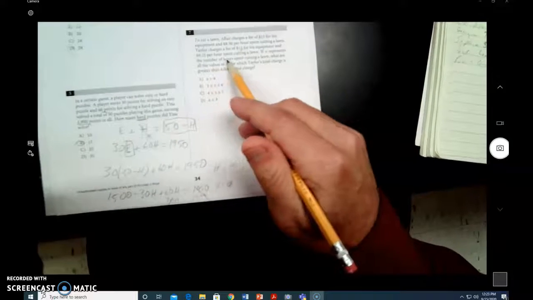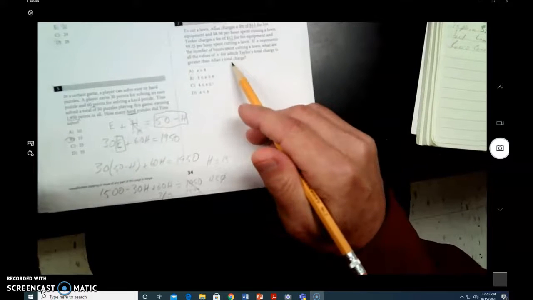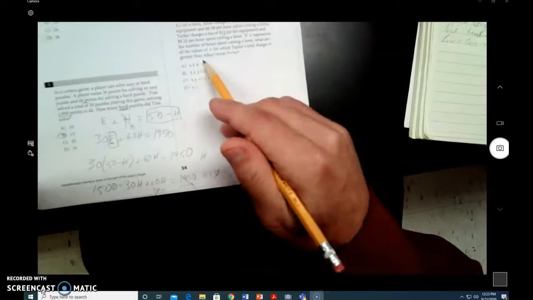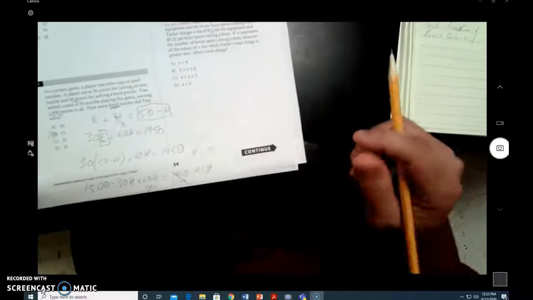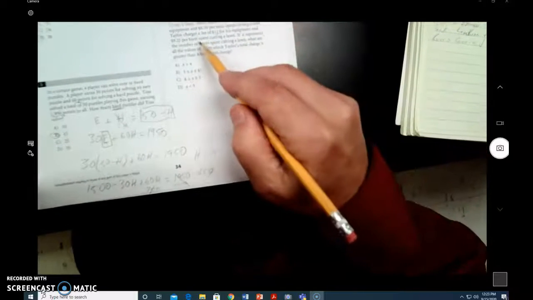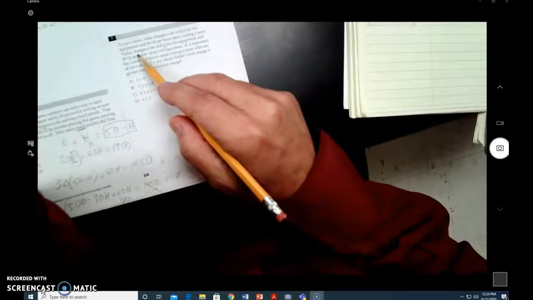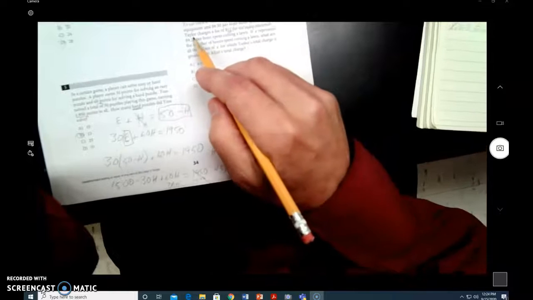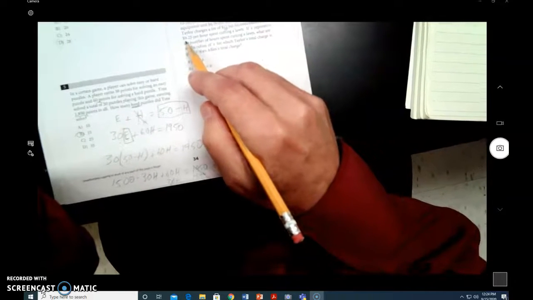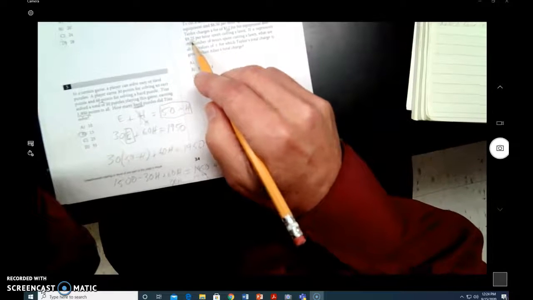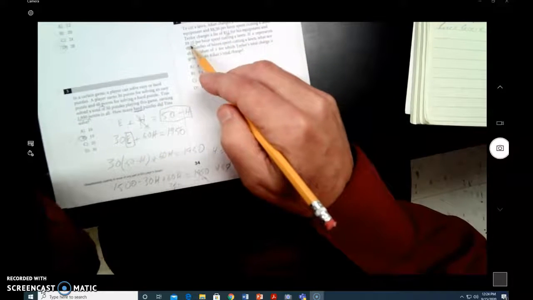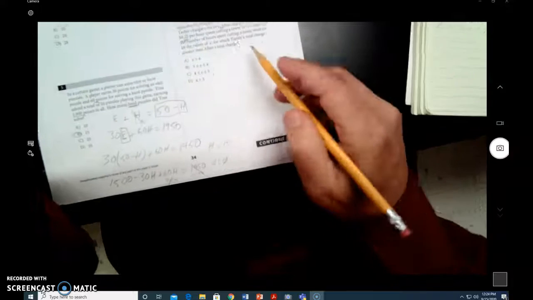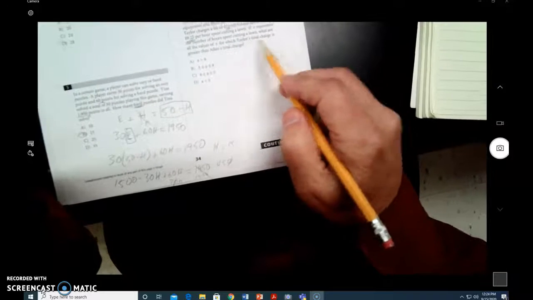If X represents the number of hours spent cutting a lawn, what are all the values of X for which Taylor's total charge is greater than Alan's total charge? Well, here's the thing. Is Taylor going to be more expensive early on or further along? Well, the initial charge is $12, so Taylor is going to be cheaper right away, but the more hours that go by, he's charging more than Alan. So as time goes by, eventually Taylor's going to be more expensive. So when is Taylor's total charge greater than Alan's total charge? Well, hours are going to have to be bigger.